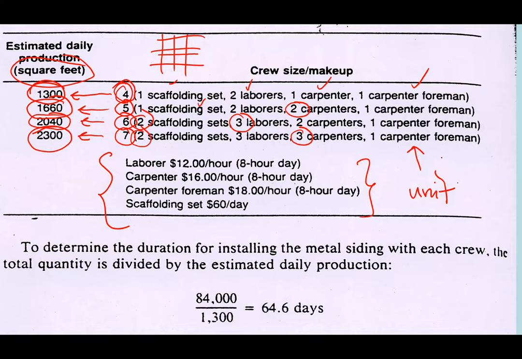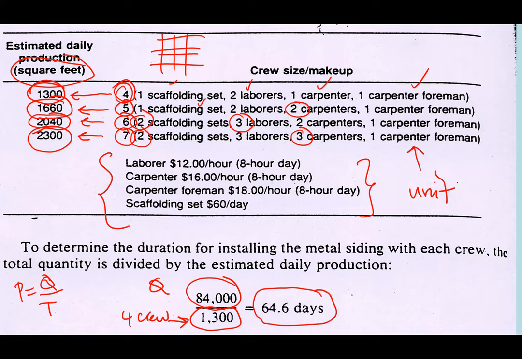And then how do you calculate a duration? Always remember, based on our concept before, productivity is equivalent to quantity divided by time. If you want to calculate the time, it is basically quantity divided by productivity. Let's assume this is the quantity of all the scaffolding that we need to install on that particular project or area, 84 square foot. But this is just an example. We take the 4 crew. Based on 4 crew, this is the productivity, and we are going to get this so-called duration of scaffolding works.